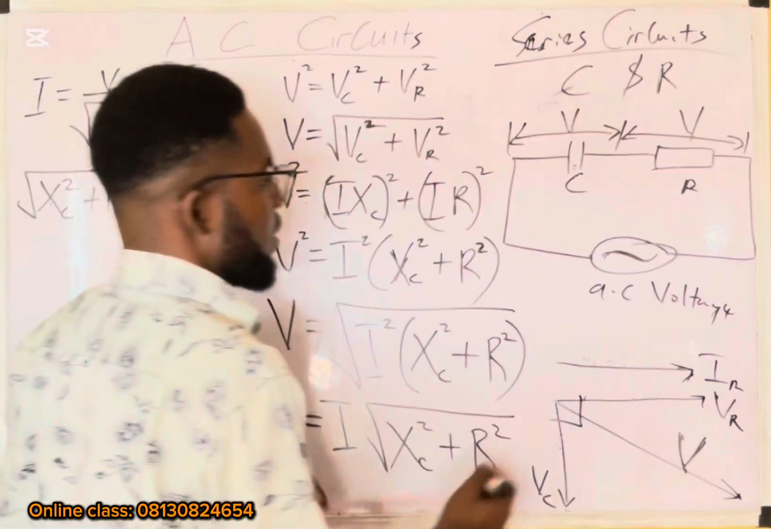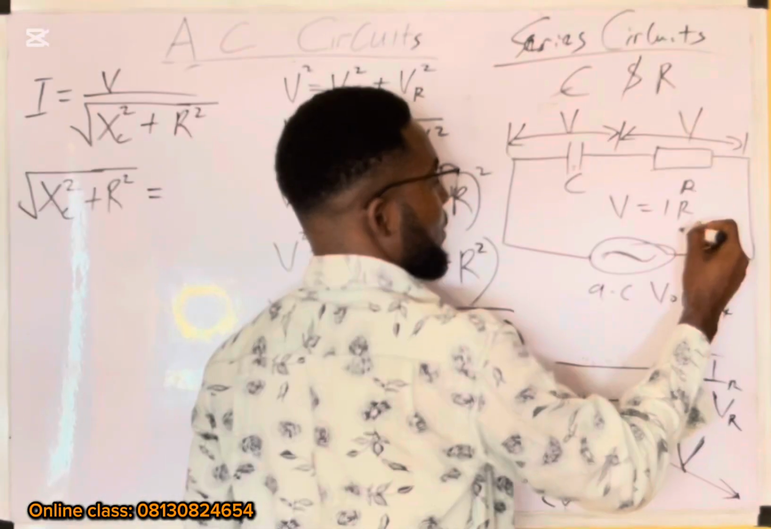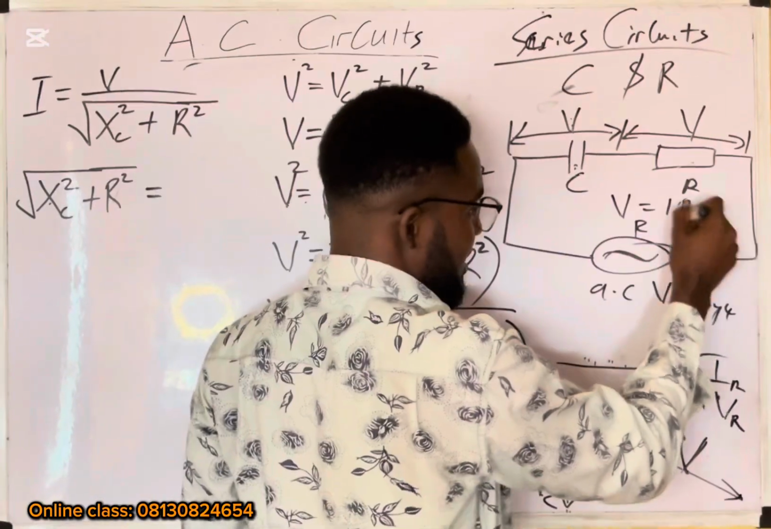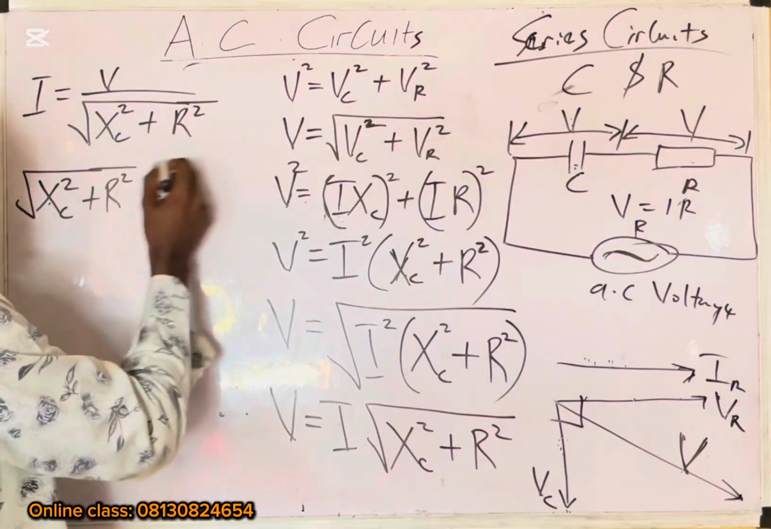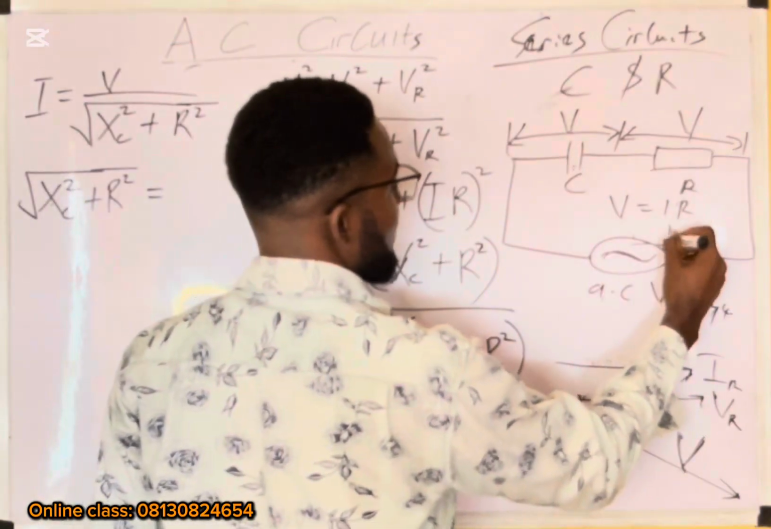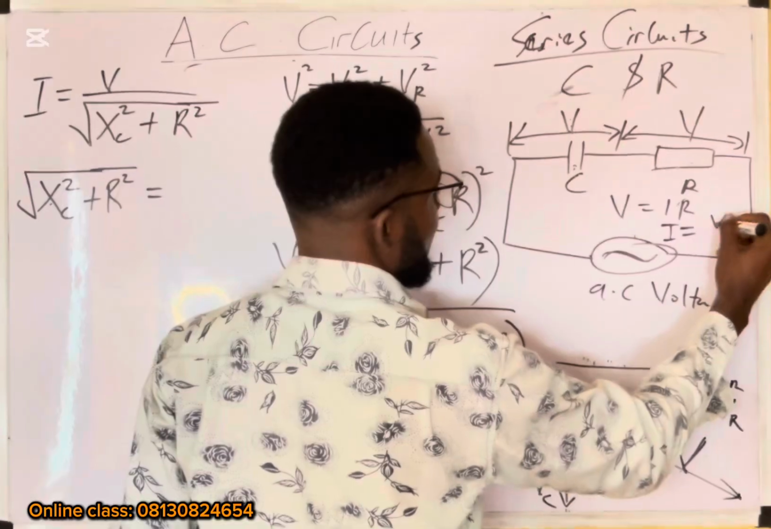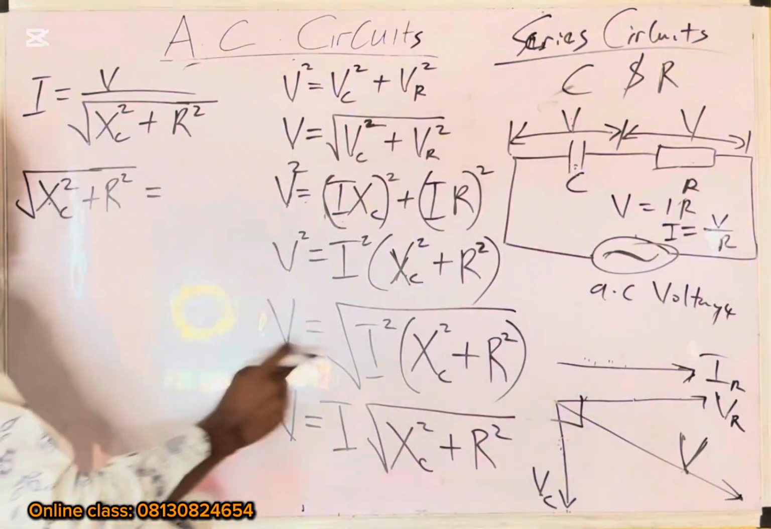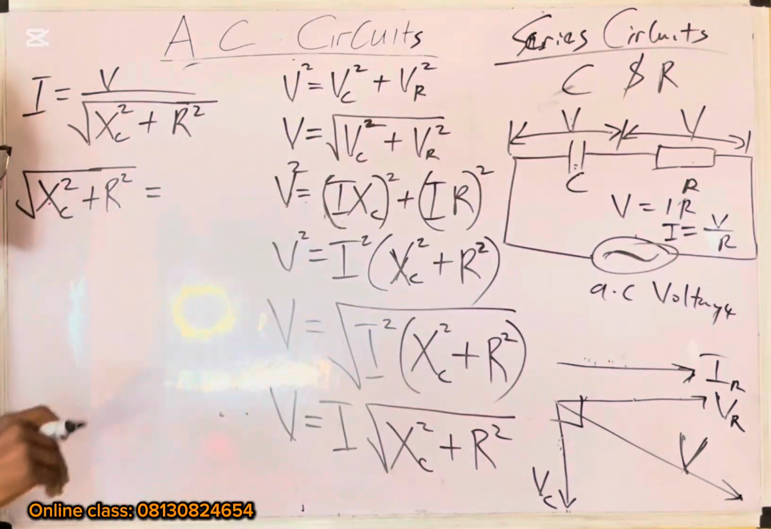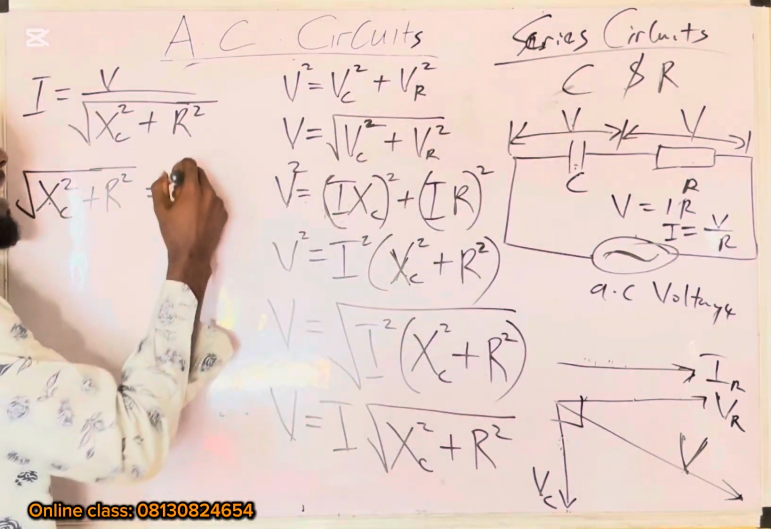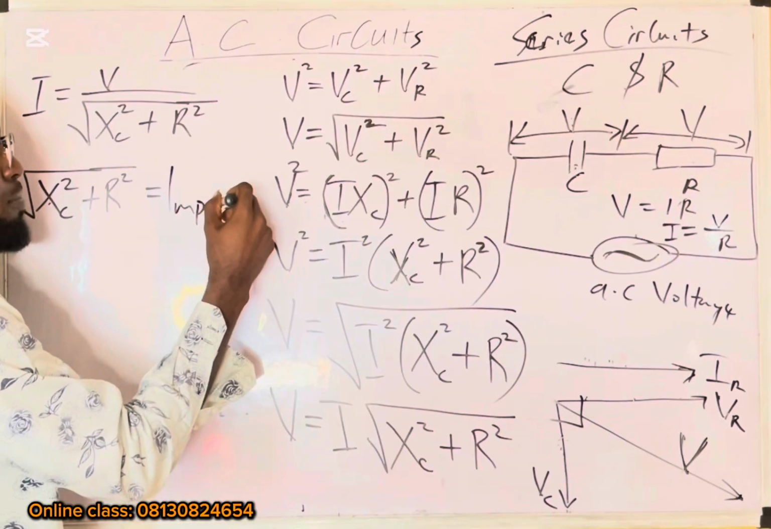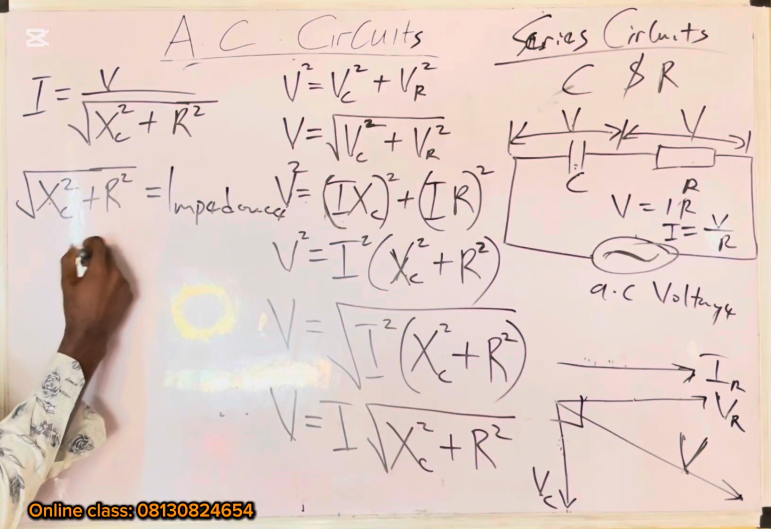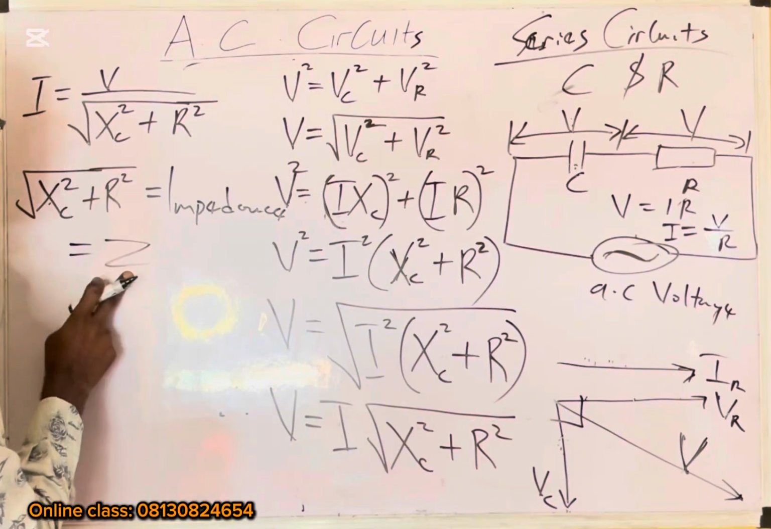Just like from Ohm's law, we know that V is equal to I times R. If I make R the subject of the formula, this R is the opposition, that's the resistance. Because if we make I the subject of the formula here, I is equal to V over R. So this is the opposition to the flow of current in this scenario. And in this case, we call it the impedance, Z.